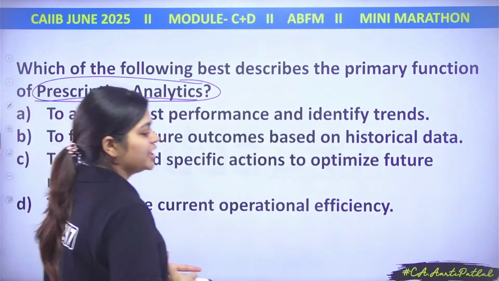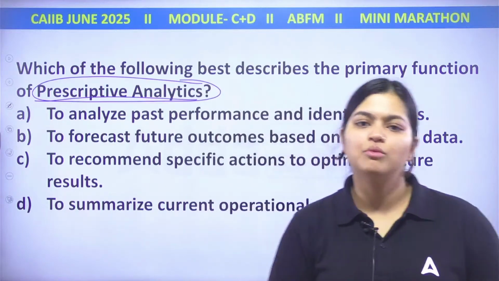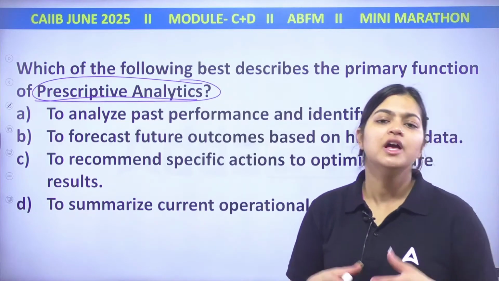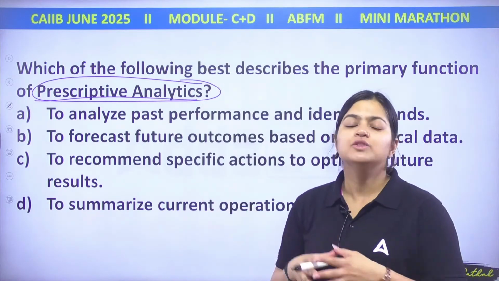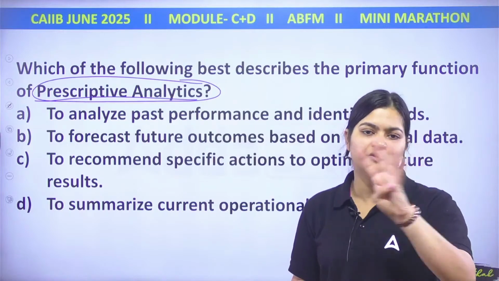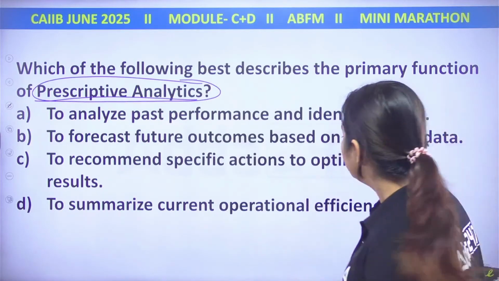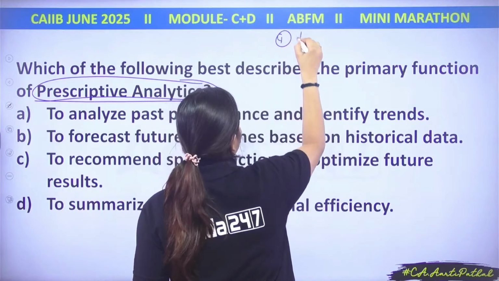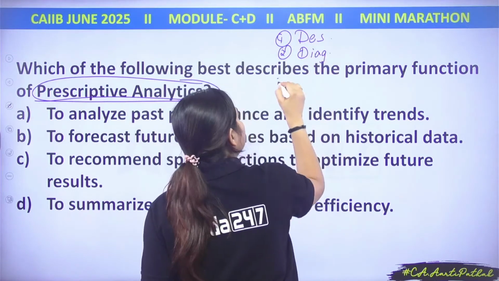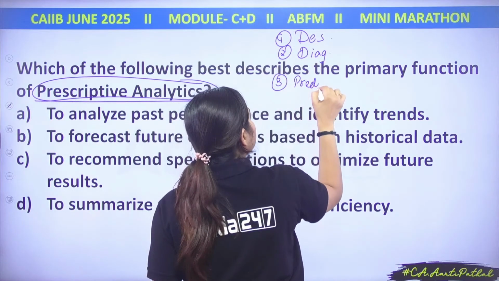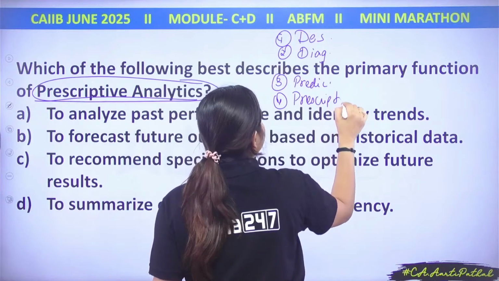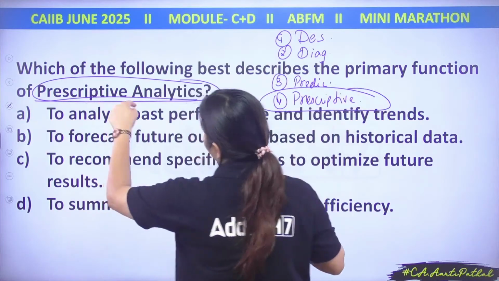Now, this question is from your business analytics, module D. In the exam, you can see case studies based on these types of analytics. You can see individual questions also like this. So let's first understand the different types of analytics. We basically have 4 types: the first is descriptive, second is diagnostic, third is predictive, and fourth is prescriptive. So this question is based on these 4 types of analytics.